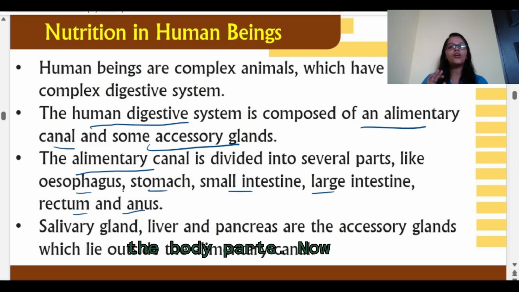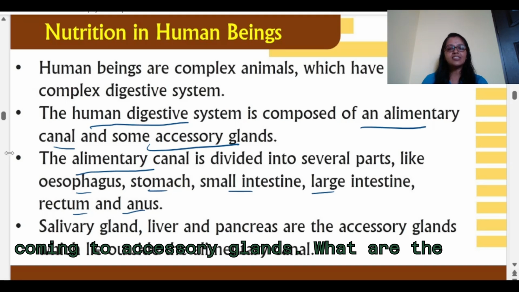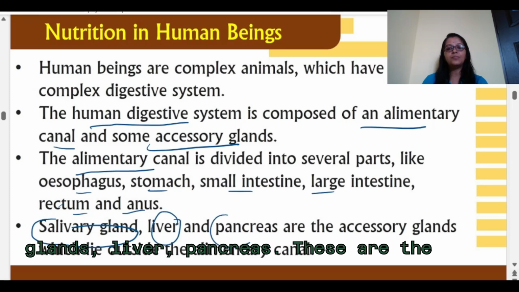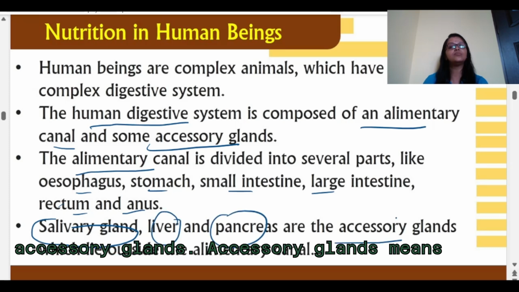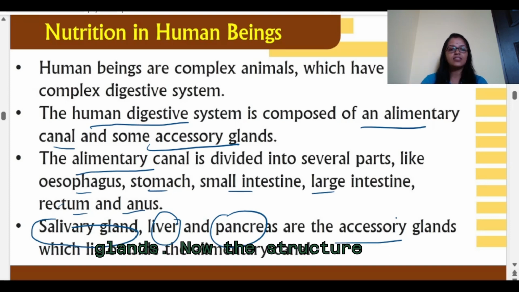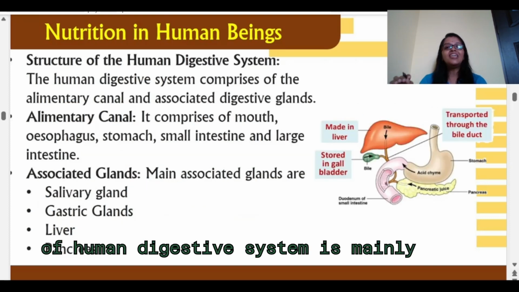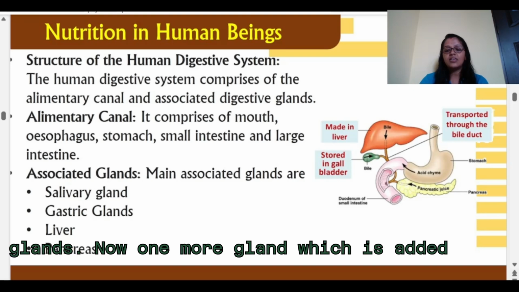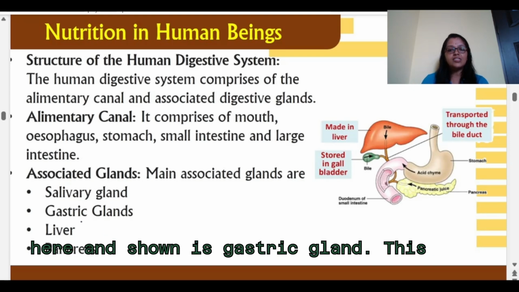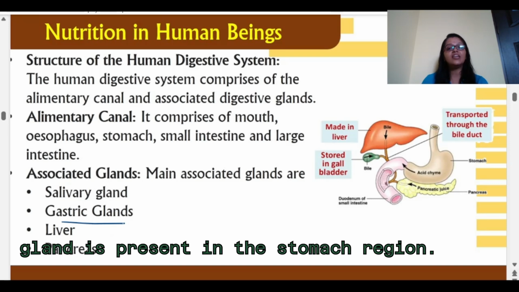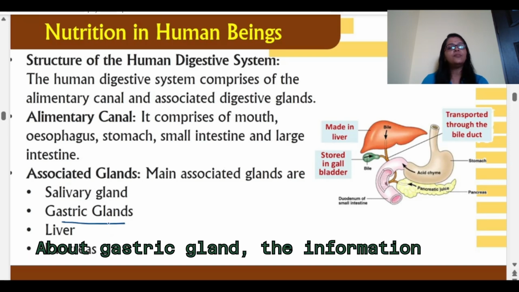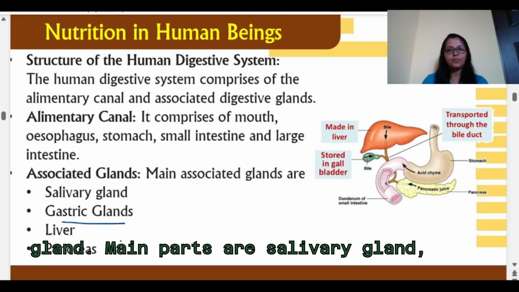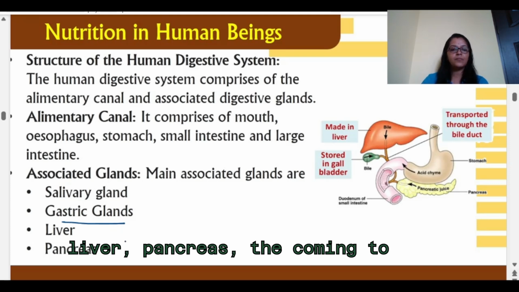Just have a recall of the body parts. Right? Now coming to accessory glands. What are the important accessory glands? 3 main glands which are important: salivary glands, liver, pancreas. Accessory glands means helping glands. They are associated glands. Right? Now, the structure of the human digestive system is mainly divided into these 2 parts: alimentary canal and the accessory glands. One more gland which is added here and shown is the gastric gland. This gland is present in the stomach region. About the gastric gland, the information given is little less, but you can include it also in the associated or accessory glands. Main parts are salivary gland, liver, pancreas.